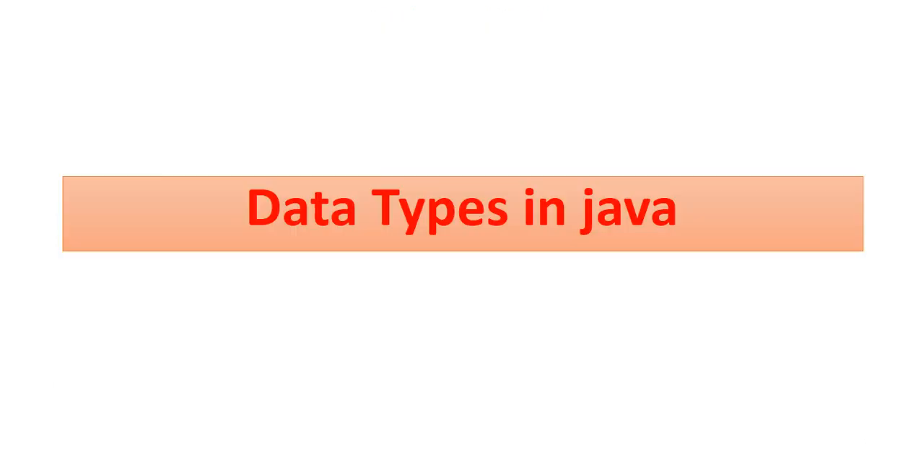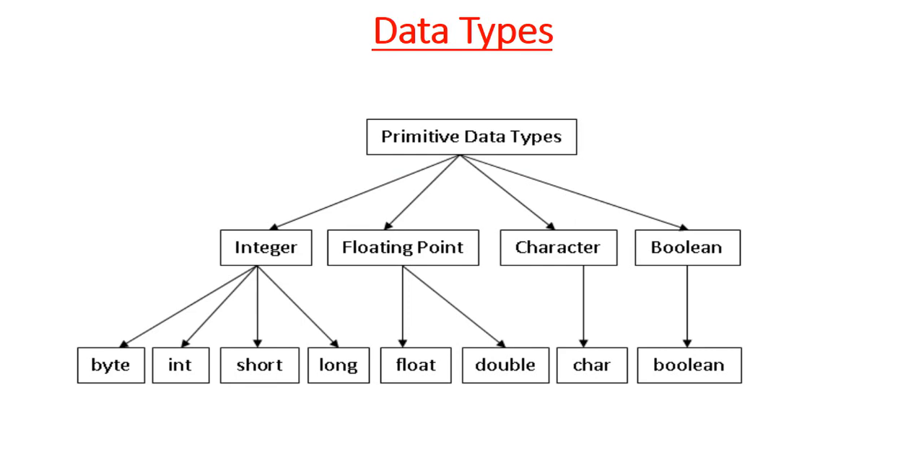Data types in Java. Data types are primitive and non-primitive. Mostly we will deal with the primitive data types. Primitive data types are divided into 4 different types: integer, floating point, character, and boolean. Integer can be byte, int, short, and long. Floating point can be float and double. Character is written as char, and boolean is only boolean.